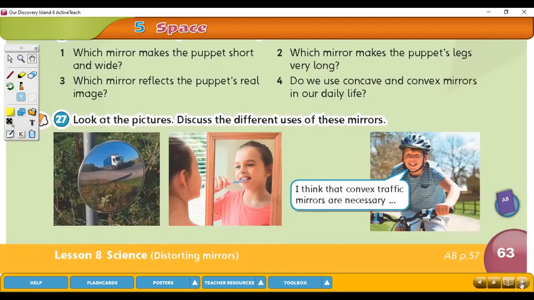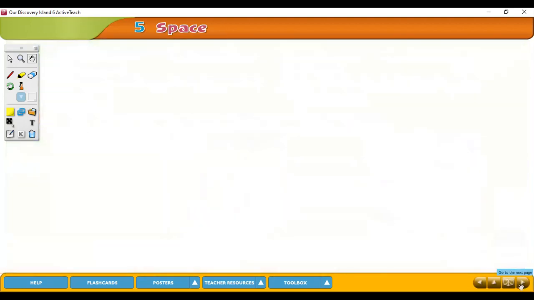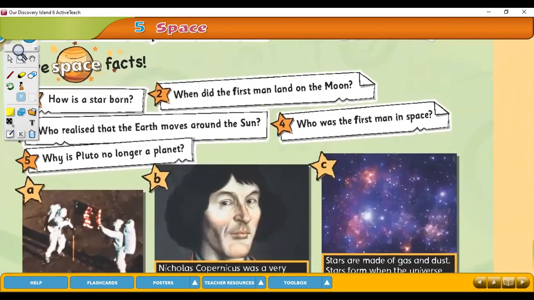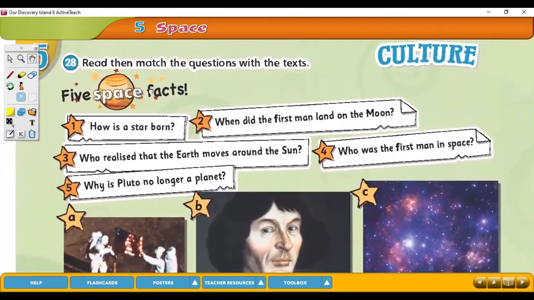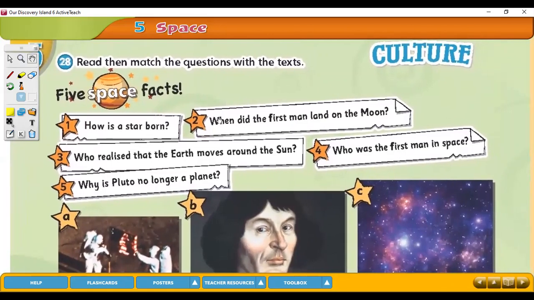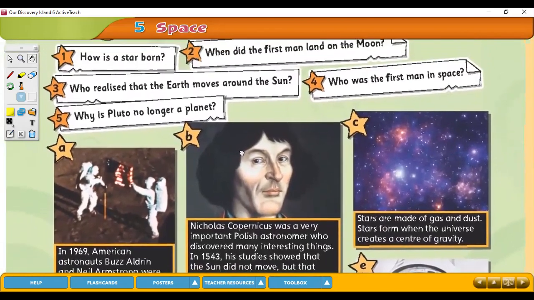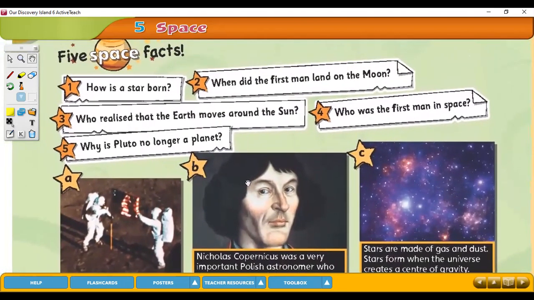Okay, now let's move to page 64 here. In page 64, actually, we have some space facts. Let's go back to space again. We have some questions here in the boxes, 5 questions, and then we have 5 pictures with explanations. So let's read the questions first and then discuss each picture together.